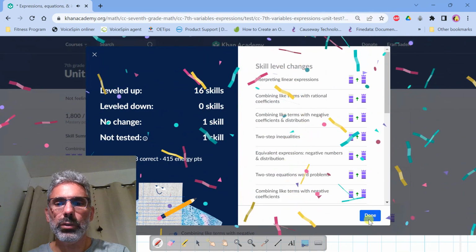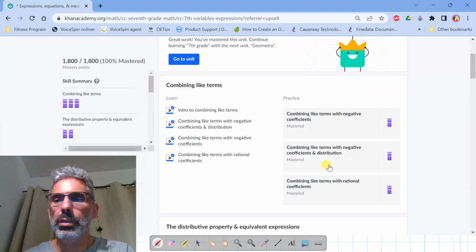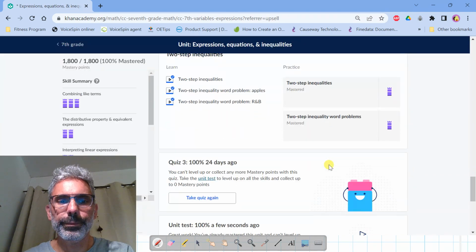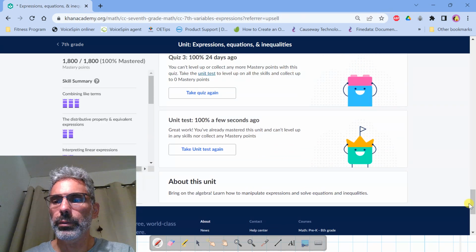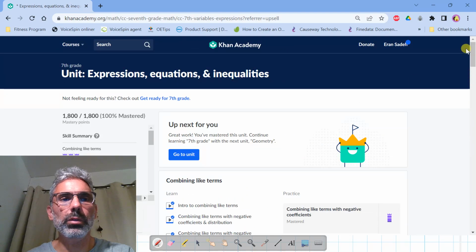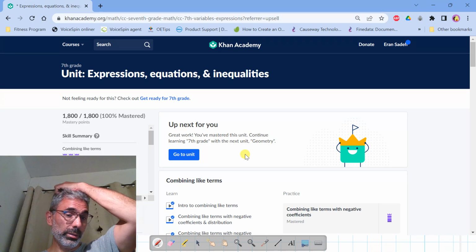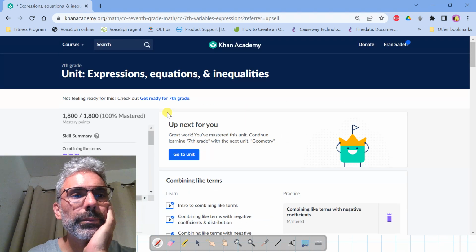Okay. So I have completed the unit test. Okay. So 100% for the unit test, and this unit is expressions, equations, and inequalities. Okay, what's next? Let's see.